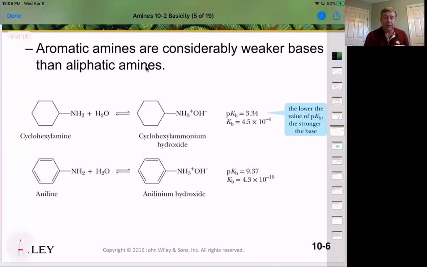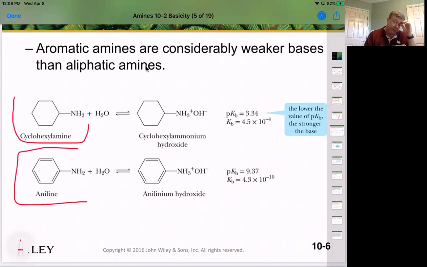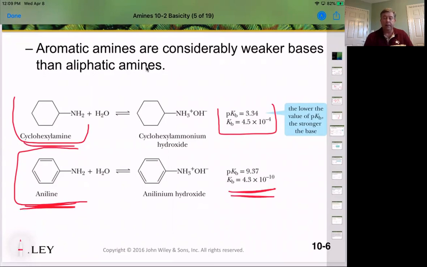Okay, so even if we have a structure that looks very similar for the amine content and the number of carbons we have, the aliphatic amine will always have the stronger base strength right here because the pKa of our conjugate acid is higher. Okay, so our aromatics are always weaker bases than our aliphatics.